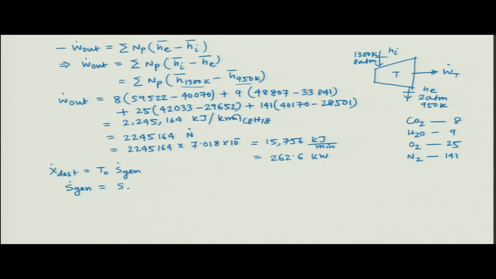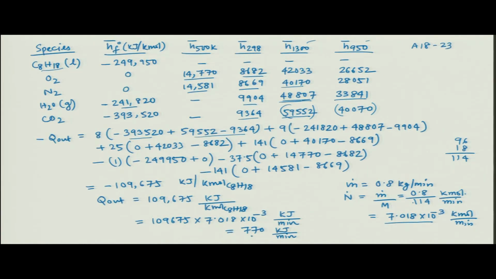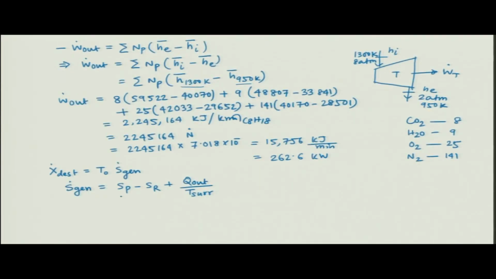You know that it is the entropy of the product minus entropy of the reactant, and then the amount of heat that is going out of the combustion chamber divided by the surrounding temperature. Now you have to first calculate SP and SR, and then you already know what is the Q out of the combustion chamber, which we already obtained. So first we have to get the values of these. For that we have to now obtain the entropy of individual species, and the entropy of the individual species can be obtained.